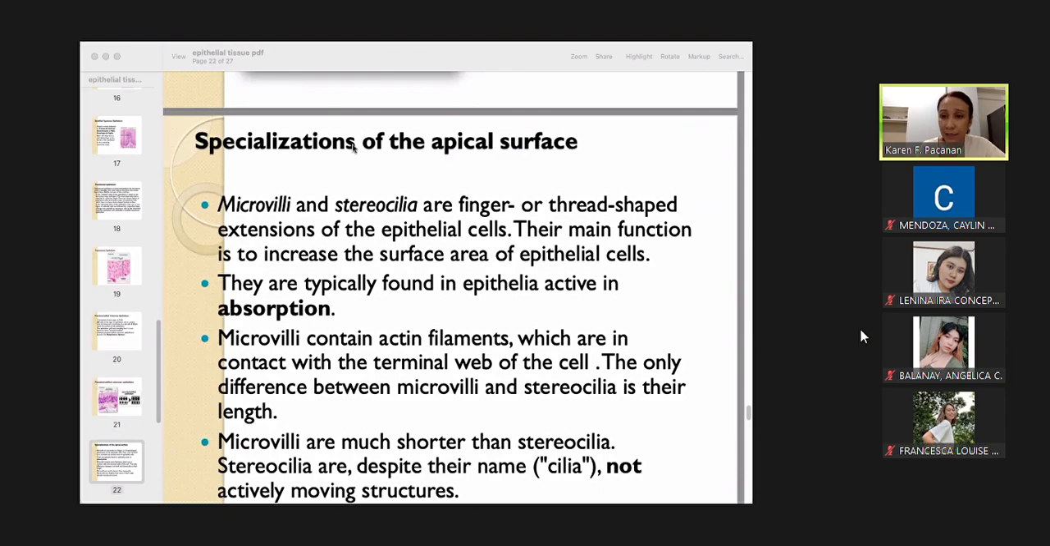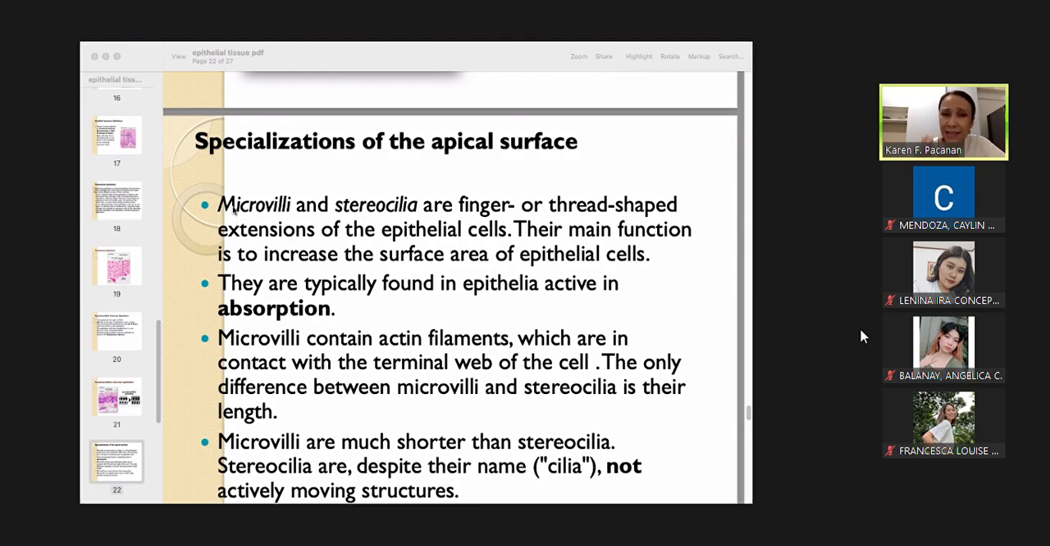The second part of the discussion is all about the specializations or modifications found on the different surfaces. Let us first start with the specializations found at the apical surface. We actually named two examples already. These are the cilia and the microvilli. Again, examples of specializations found at the apical surface would be number 1, cilia, and number 2, microvilli. The third example would be stereocilia. These stereocilia are basically considered to be microvilli.